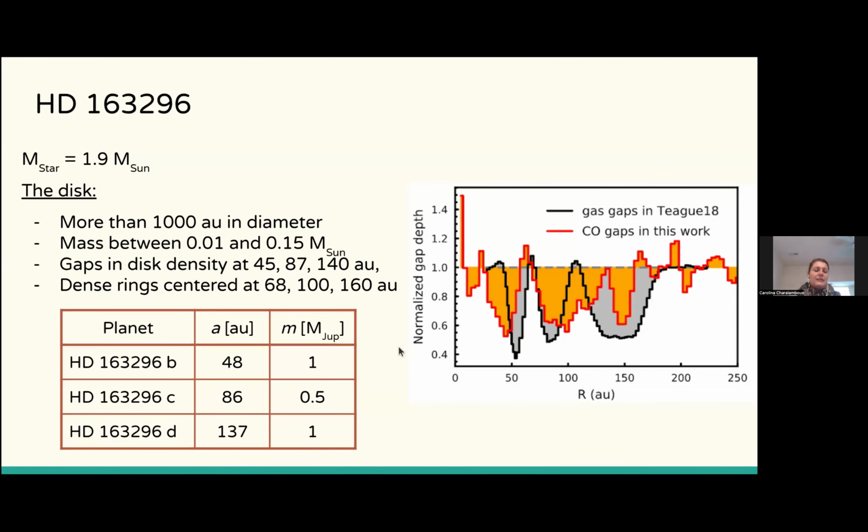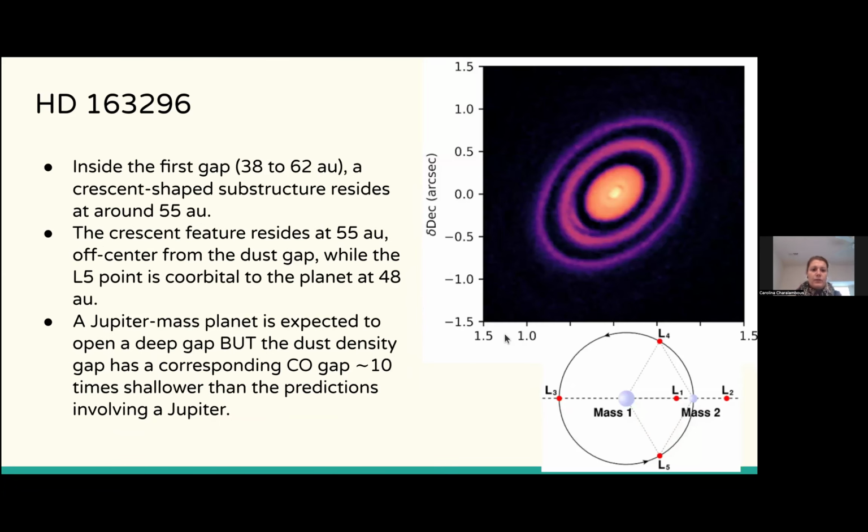And so this system has an extended disk of about 1,000 astronomical units. And in these 3 gaps, there are supposed to be 3 planets of around a Jupiter mass at these distances right here. And observers are able to measure the depth of the gas depletion and of the CO. And so we will use this for our dynamical analysis. So the thing that we want to understand is what happened with this crescent shape.